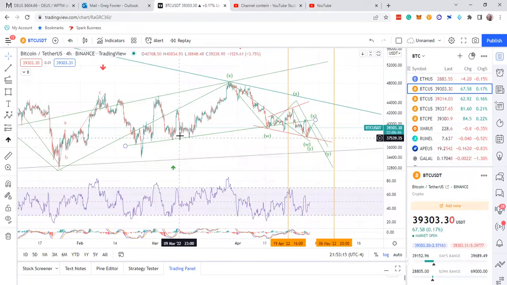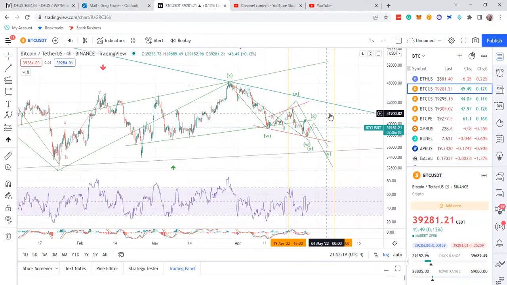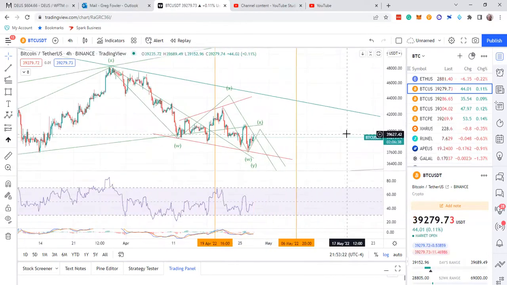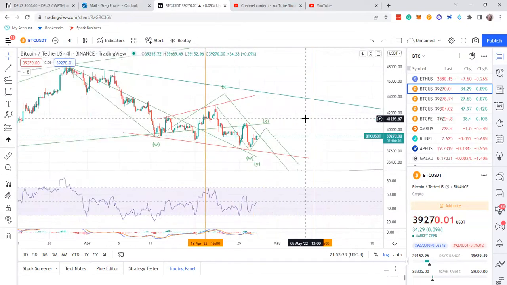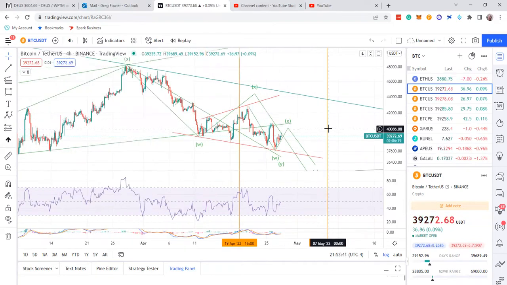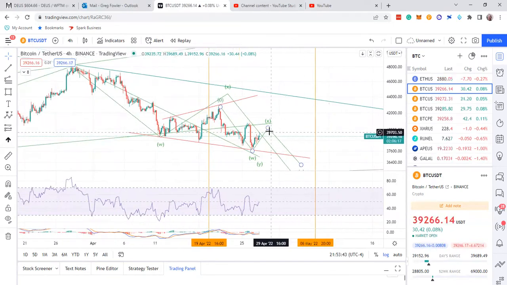Okay, it could be labeled A, B, and then C, but I don't think so. I think we're dealing with WXY waves, just the way Bitcoin is moving. It's just my gut, man. When you see the movement of actual impulses, even on A waves and C waves, they move so much smoother than these waves do. These are choppy, nasty waves.